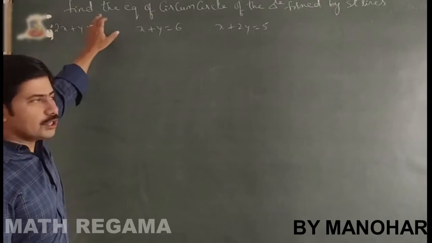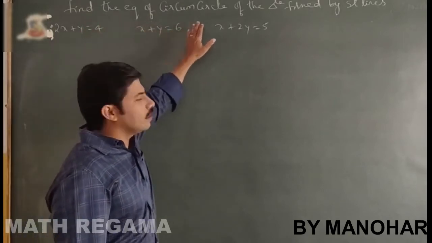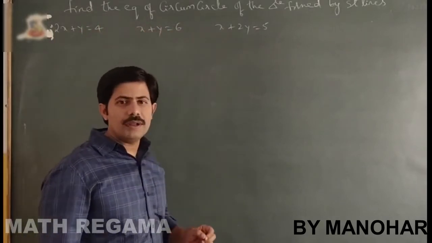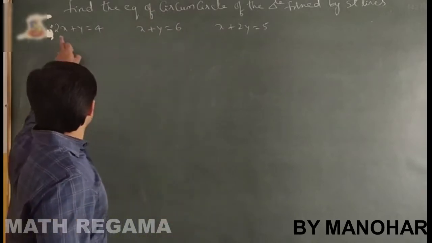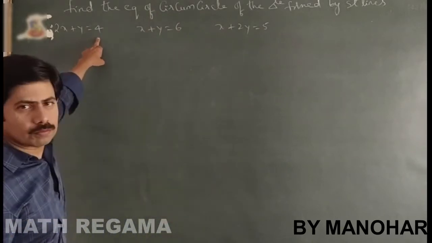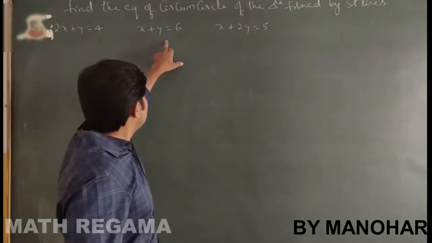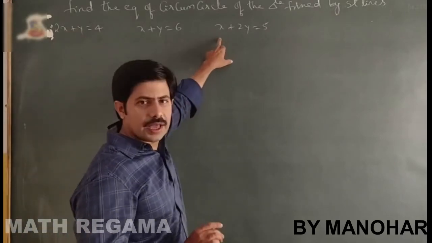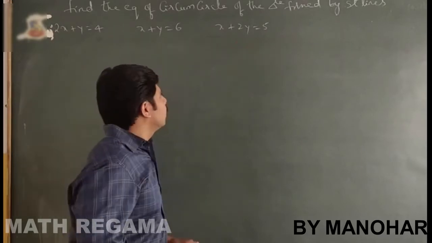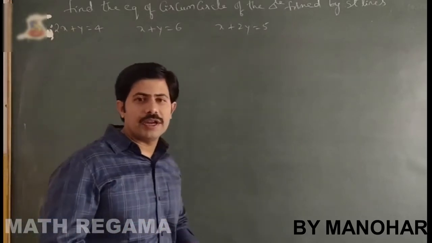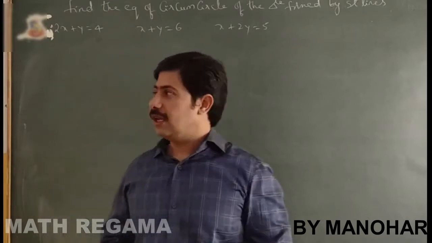Find the equation of circumcircle of the triangle formed by the lines 2x plus y is equal to 4, x plus y is equal to 6, x plus 2y is equal to 5. Now we have to find out the equation of circumcircle.